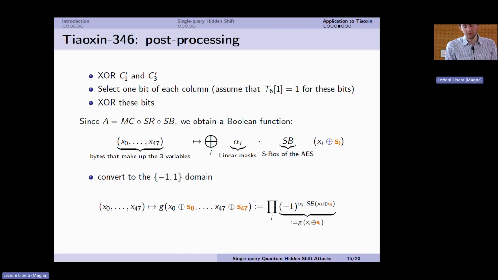And because the AES round is so simple, in the end, that's really important. In the end, what you obtain is simply a function of 48 bytes inputs. And then this is a product of 48 different functions, which each time will have an S box and then some linear mask, some linear post-processing. And that's really nice because it is indeed a very simple function, just a product of 48 8-bit functions.